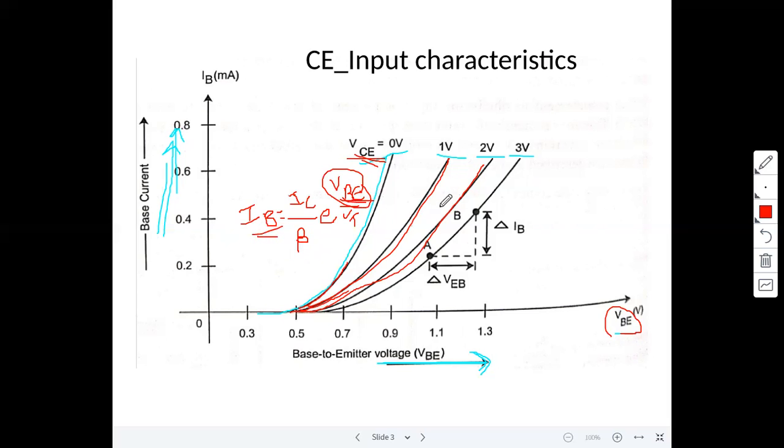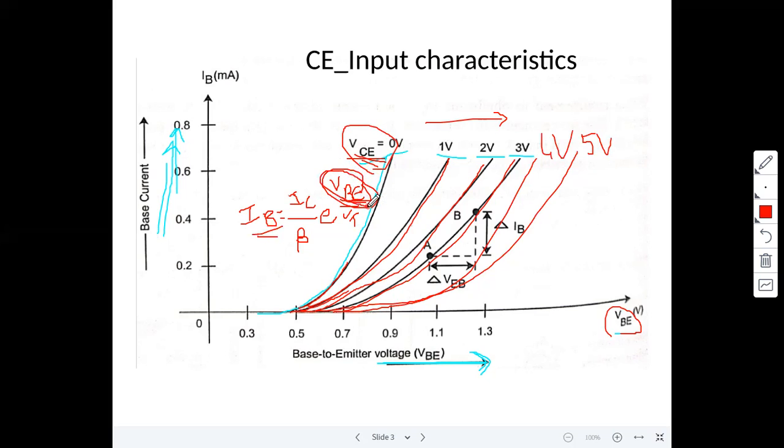Like that, the graph shifts towards the right side. As VC increases, IB current slowly increases. Suppose this is for 4 volts, and here it will be 5 volts. That indicates that as VC increases, VBE also changes. That is about input characteristics.